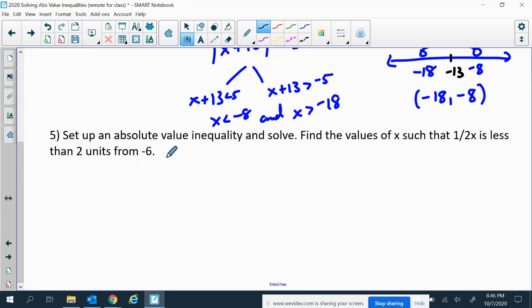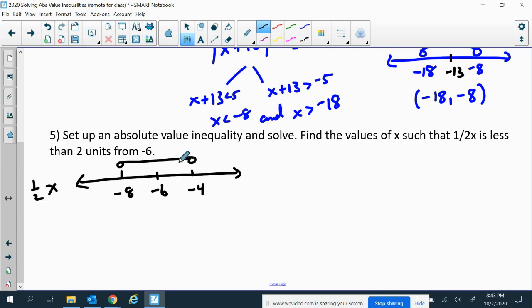Set up an absolute value inequality and solve such that we're finding the values of x such that 1/2 x is less than 2 units from negative 6. So I'm going to graph this first. What we want for 1/2 x, our goal for 1/2 x is we want negative 6 to be in the middle, and then we want negative 8 and negative 4 because we want our distance to be less than 2 units away. So that's kind of what our graph should look like.